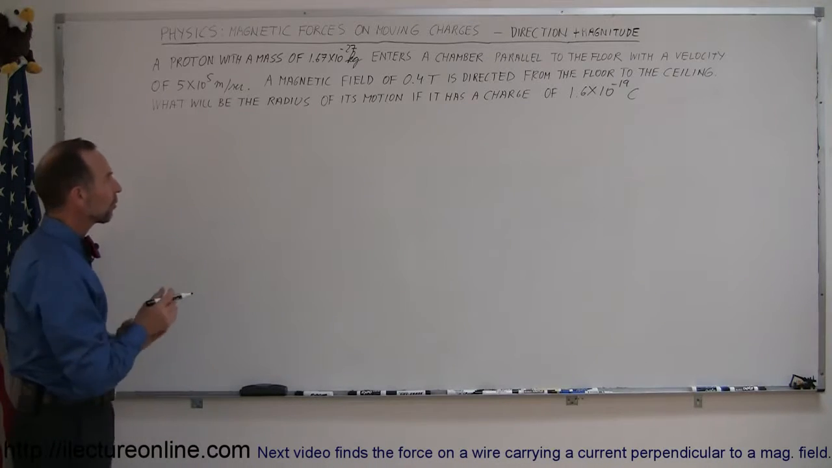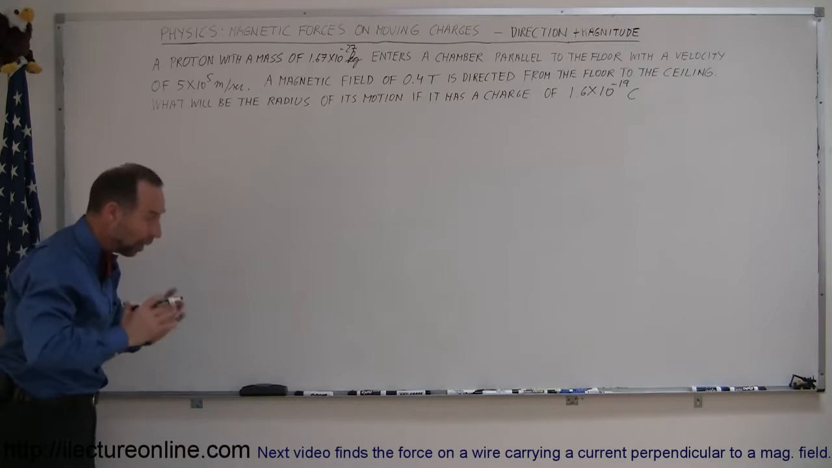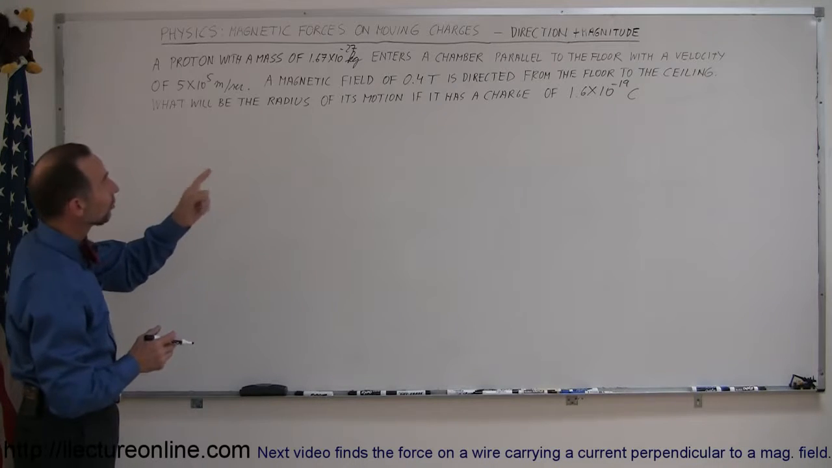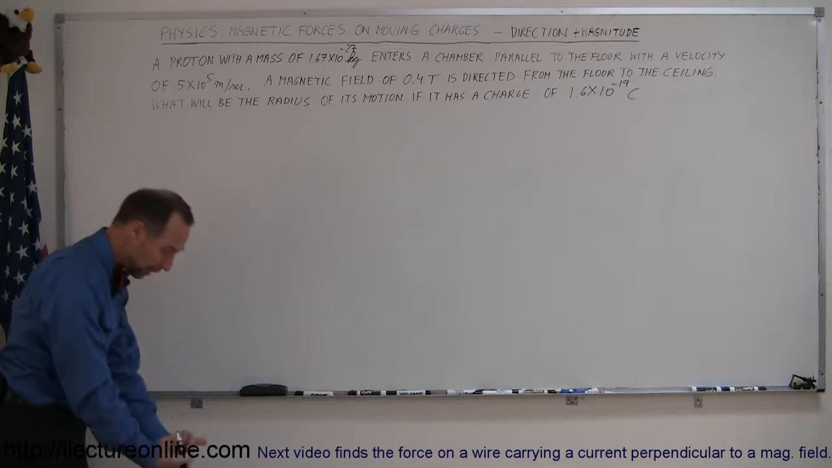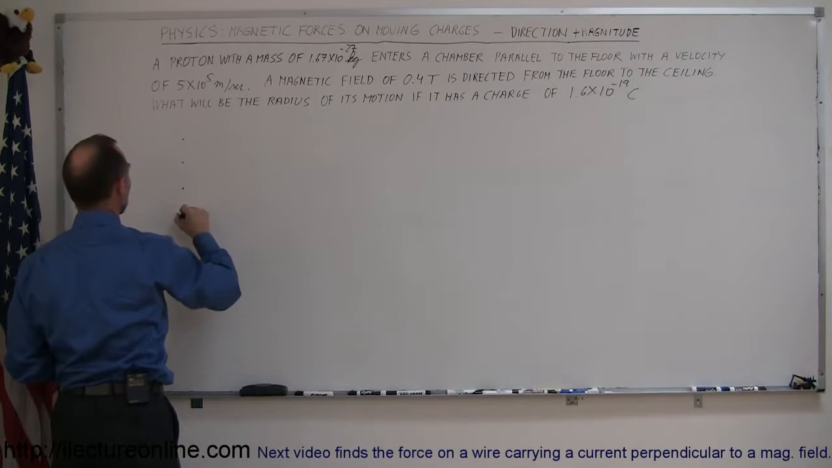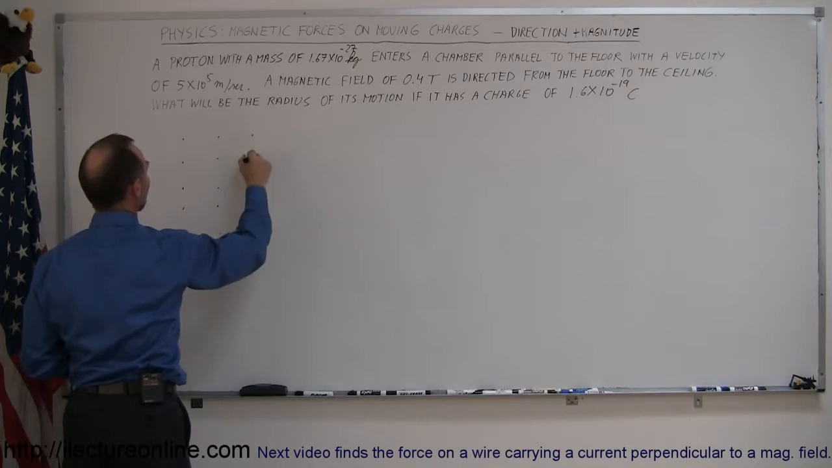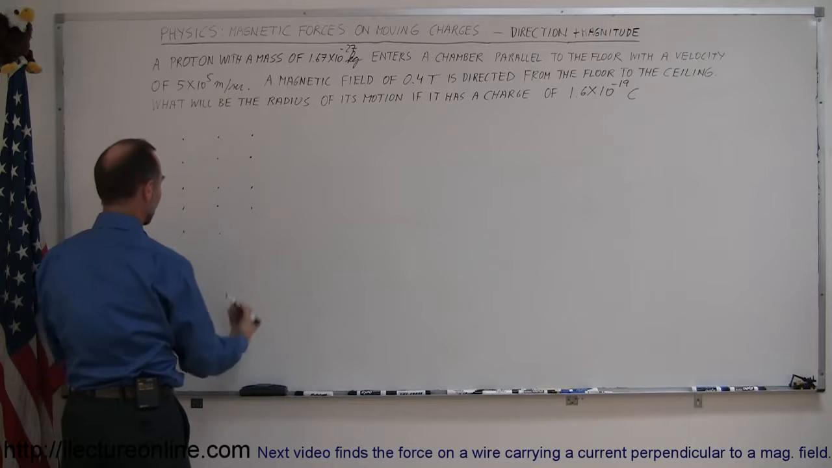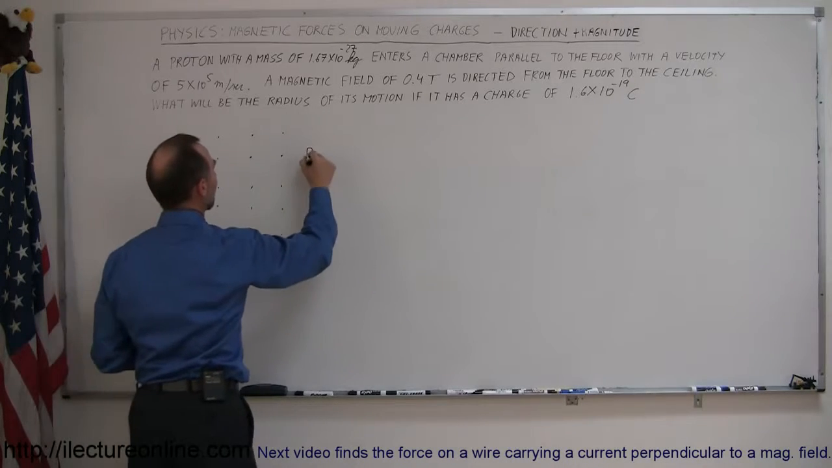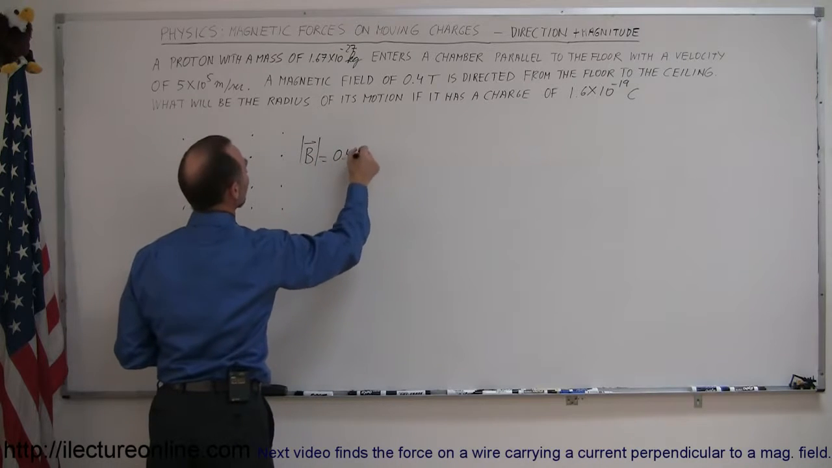So let's draw a picture of what's going on here, and imagine that we're looking at the chamber from above, so a bird's eye view of the chamber. Since the magnetic field is directed from the floor to the ceiling, it would be coming towards us, so we can represent the magnetic field in that chamber by the tips of the arrows like this. This indicates that the magnetic field is coming from the bottom up. And so we have the B field, the magnitude of the B field equal to 0.4 teslas.